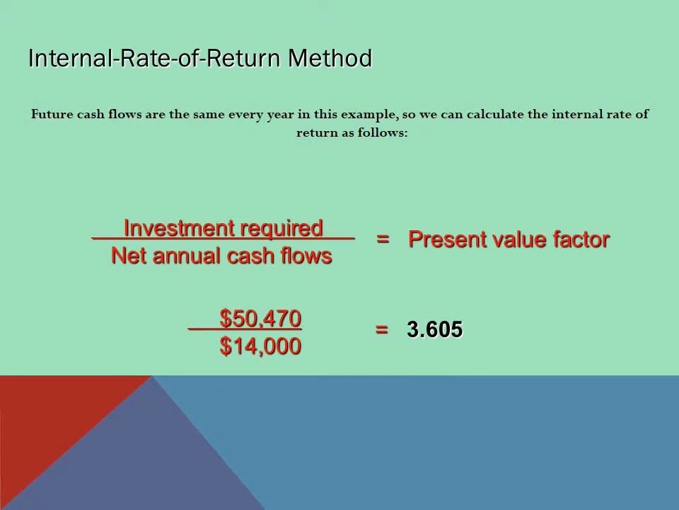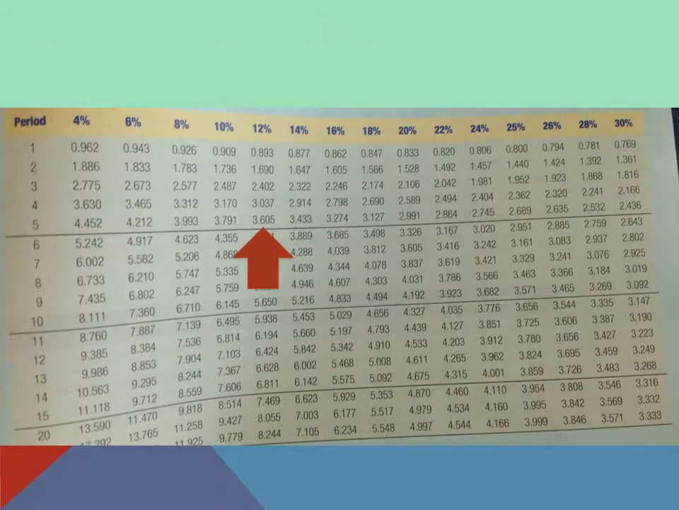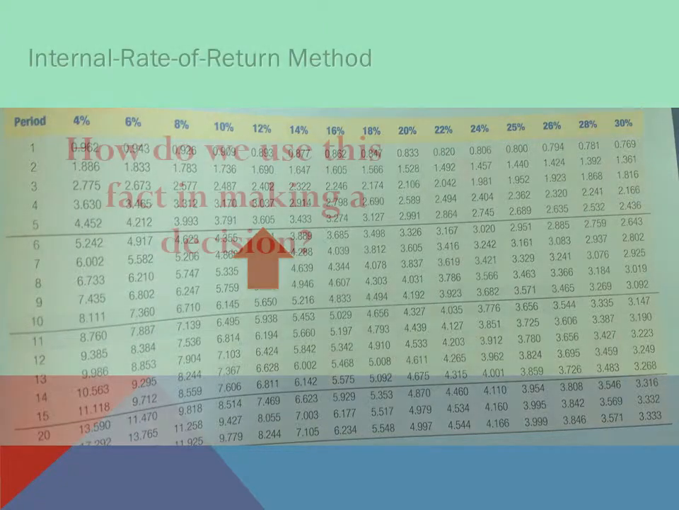Since the new machine would cost $50,470 and will save the company $14,000 per year in cash operating costs, and this machine will last 5 years, the IRR is calculated by taking the amount of the investment and dividing it by the net annual cash inflows. This gives us a present value factor to enter into the tables with. The annuity discount factor of 3.605 for 5 periods intersects the 12% column. 12% is the internal rate of return.